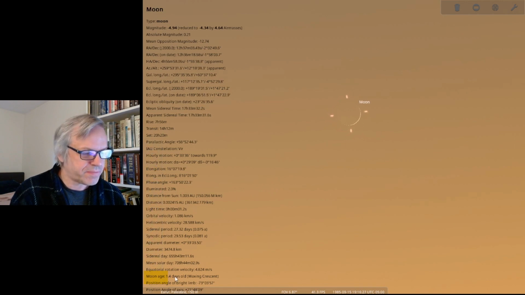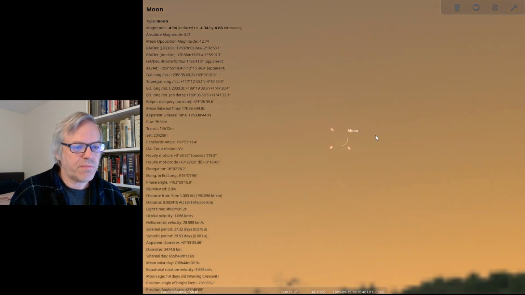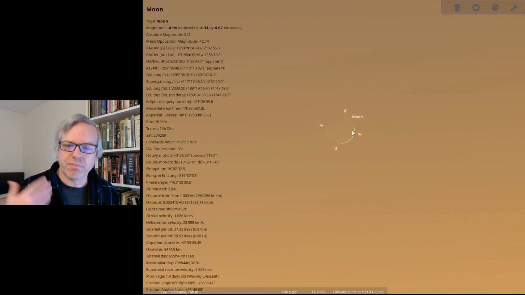I don't know if you can read that, but I'll read it for you. Moon age, 1.4 days old. It's a waxing crescent, waxing meaning this crescent here on the moon is growing larger. And the evening of the new moon begins when you can see the moon. I think most people understand as the moon ages, we have a new moon, so the moon has been reborn essentially.